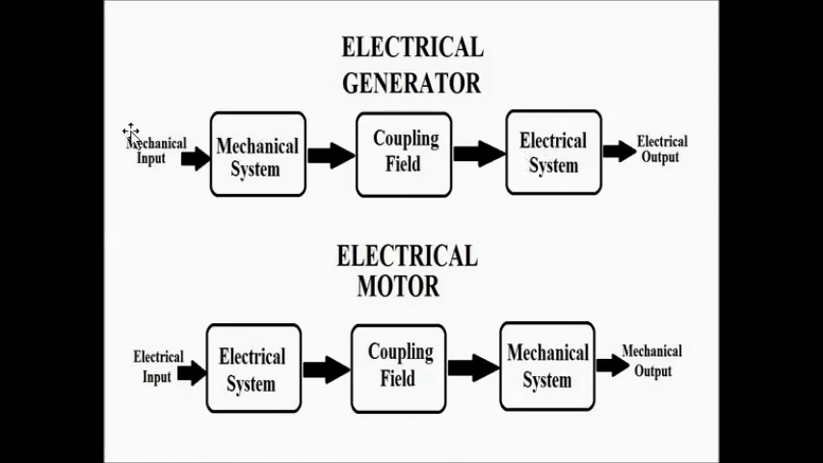Again, this whole electromechanical conversion system involves the mechanical system and the electrical system at the two extremes with the coupling magnetic field in between. This is the block diagram of an electrical generator, where the mechanical system is on the left extreme because the input is mechanical movement, whether force or torque, and the output is electrical in the form of voltage or current, with the electrical system on the right extreme. For the electrical motor, it is just the reverse. The electrical system is on the left with the input being electrical, and the mechanical system is on the right extreme with the output being mechanical, in the form of torque, force, or mechanical movement. The coupling field, which is of magnetic nature, is common in the middle in both cases.